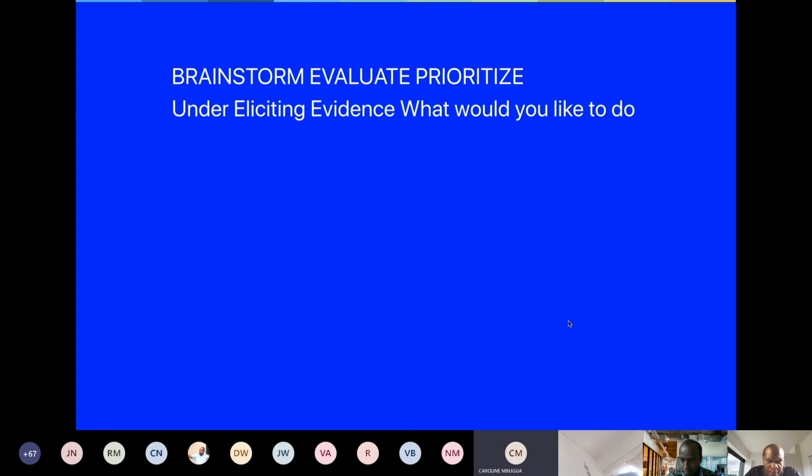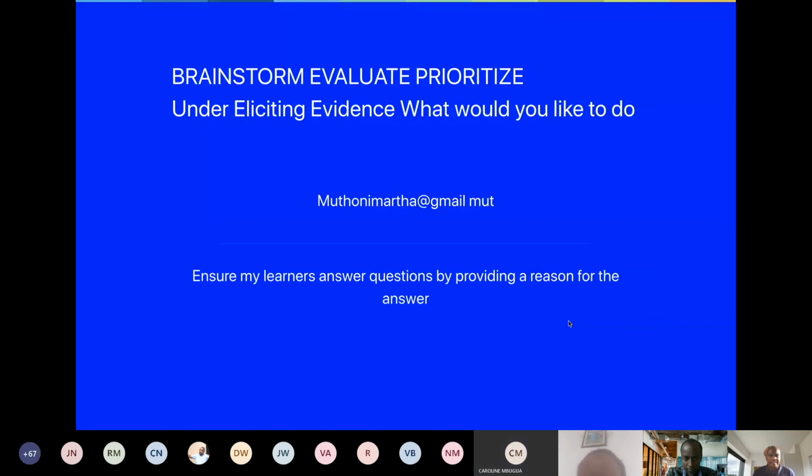I know we learned so many things under eliciting evidence, but there's something in your list. If you turn to your page in the notebook, there's something you wrote. We're not writing our emails. We're saying, what would you like to do? Mudhoni, Martha, you're saying what you would like to do under eliciting evidence. So we have somebody saying, ensure my learners answer questions by providing a reason for the answer. Thank you very much.